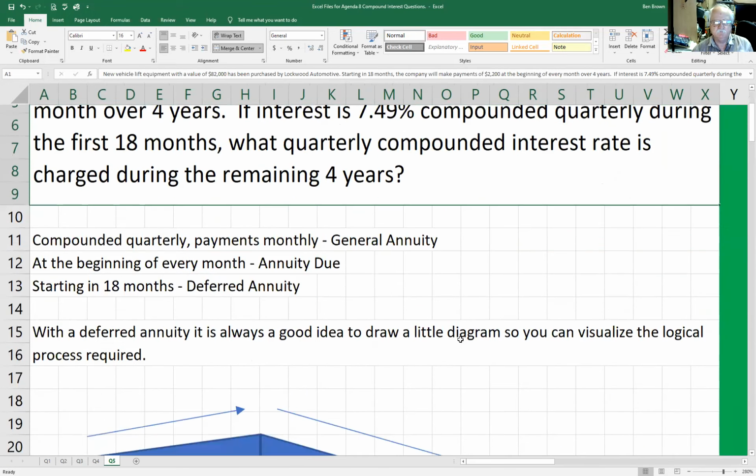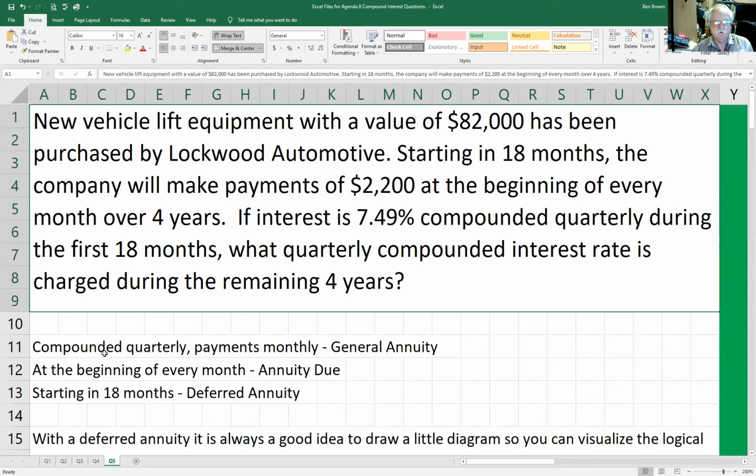So again, it's compounded quarterly, but the payments are monthly. So it's a general annuity. Right away, we know we're going to have to deal with P somewhere in here. It's still an annuity due because everything this week is annuity due.